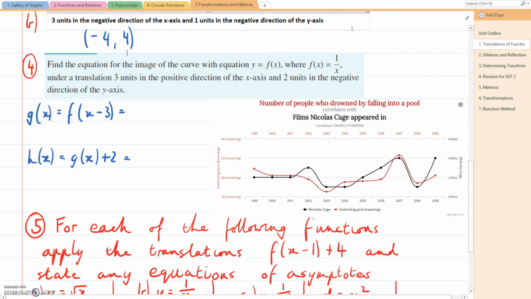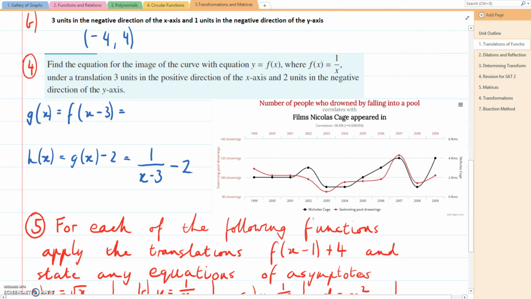Find the equation for the image of the curve with equation y equals f of x, where f of x is 1 over x, under a translation of 3 units in the positive direction of the x-axis and 2 units in the negative direction of the y-axis. I think you've seen these functions enough that you can probably just do this straight away. We know that we're going to end up with 1 over x minus 3. Remember, when we're moving in the positive direction of the x-axis, we've got to do minus 3 next to x. And then 2 units in the negative direction of the y-axis is minus 2 there.